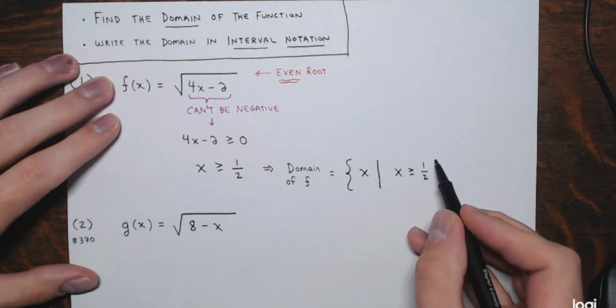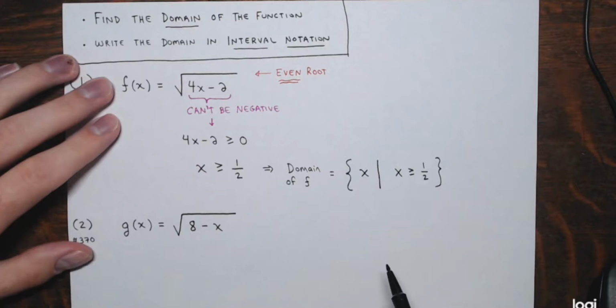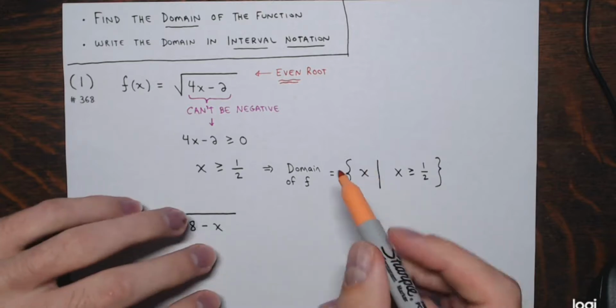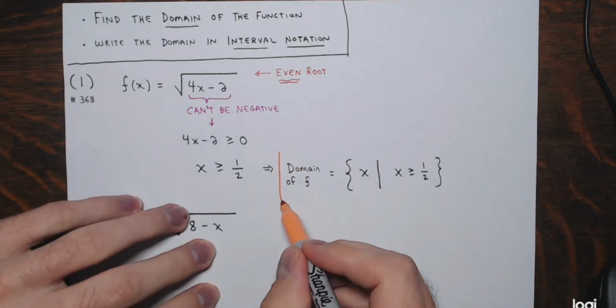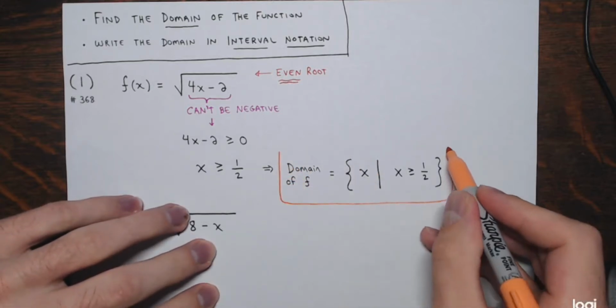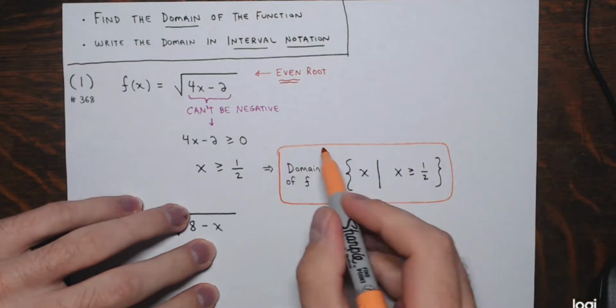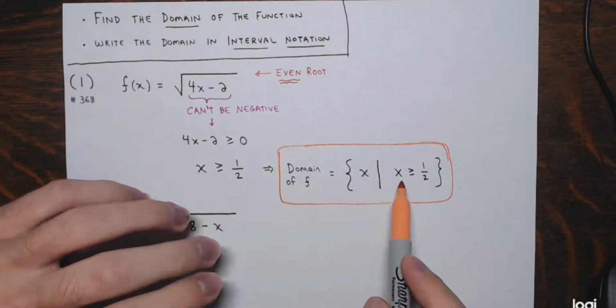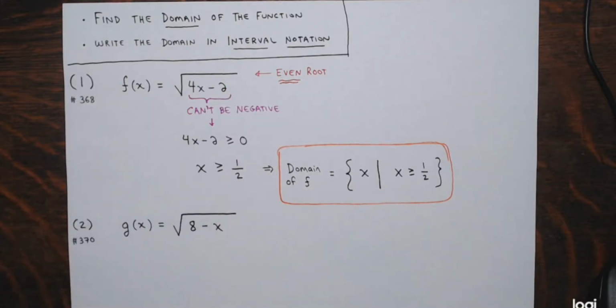Right, if I plug in a number less than 1/2, that'll be bad. I'll have the square root of a negative number, which is not real. So I'll put this in a circle. There's part 1: find the domain of the function. I can plug in any value 1/2 or greater.